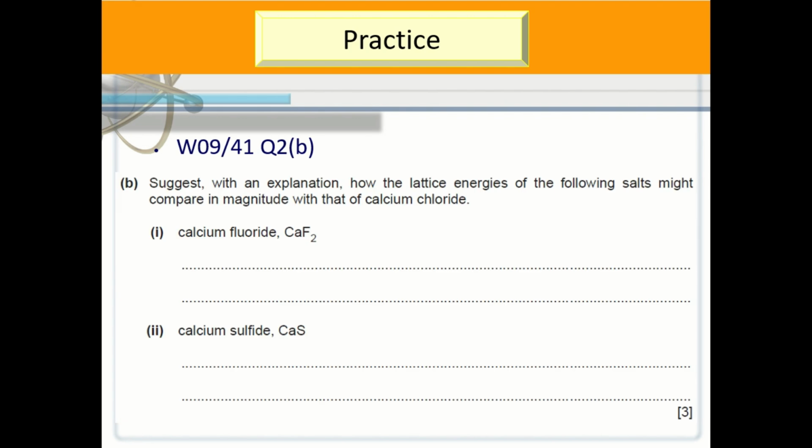Let's look at another question. In this question, you are supposed to compare the lattice energies of calcium fluoride and calcium sulfide with that of calcium chloride. You can pause this video to try to write down your answers. Then when you come back, I'll show you my answers and also my explanation. To solve this question, again, I will identify the cations and anions in the compound.